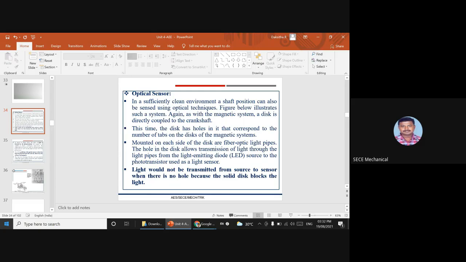Here the disk is directly coupled to the crankshaft, as in the magnetic system. This disk has holes in it that correspond to the number of tabs on the disk of the magnetic system. Fiber optic light pipes are mounted on each side of the disk. The holes in the disk allow the transmission of light through the light pipes from the light emitting diode source to the phototransistor used as the light sensor. The light is not transmitted from source to sensor when there is no hole, because the solid disk blocks the light.